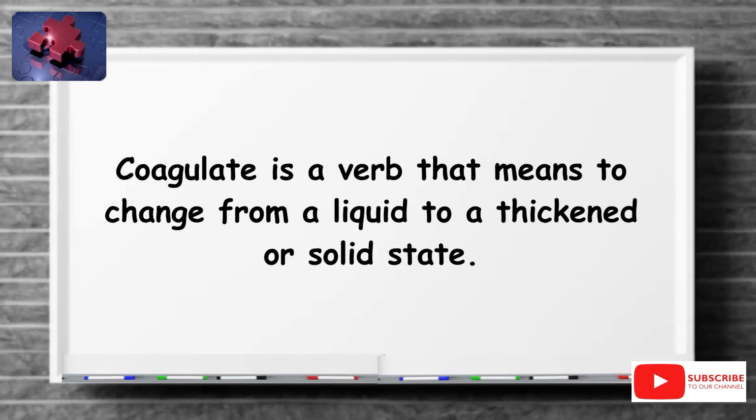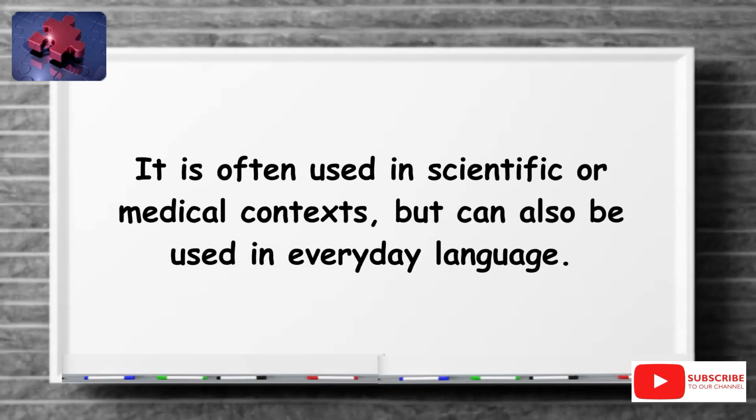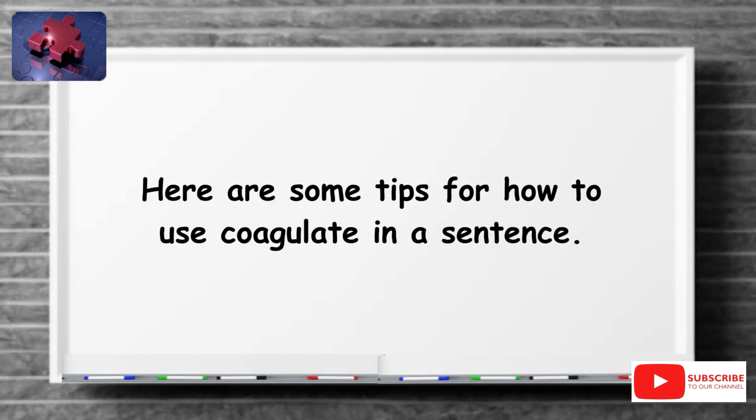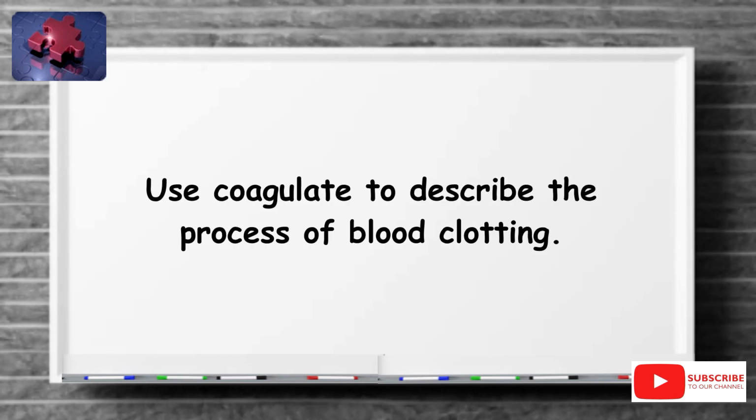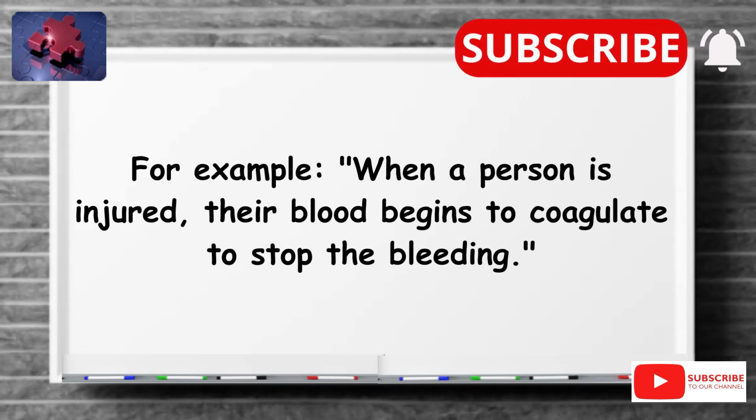Coagulate is a verb that means to change from a liquid to a thickened or solid state. It is often used in scientific or medical contexts, but can also be used in everyday language. Here are some tips for how to use coagulate in a sentence. Use coagulate to describe the process of blood clotting. For example, when a person is injured, their blood begins to coagulate to stop the bleeding.